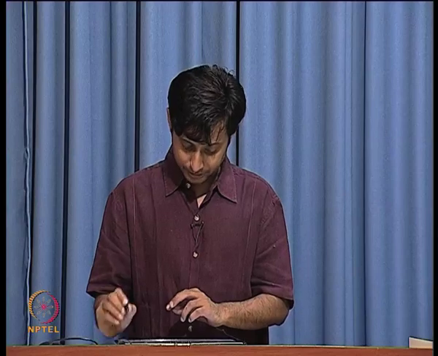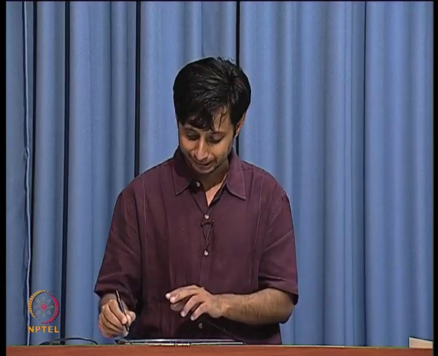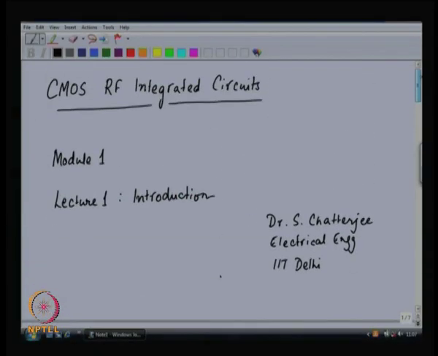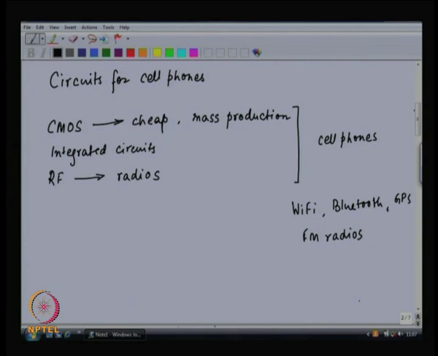The first thing that we have to understand is that this course is for circuits for cell phones, as I have renamed the title of the course. The real title of the course is CMOS RF integrated circuits. What we are going to do is circuits for cell phones. Other than cell phones, the other applications that I can think of right now are Wi-Fi, Bluetooth, GPS, FM radios, maybe a few more, WiMAX.